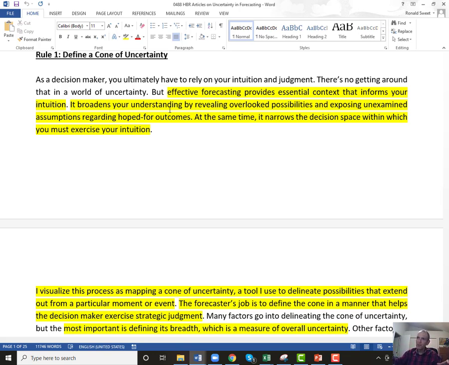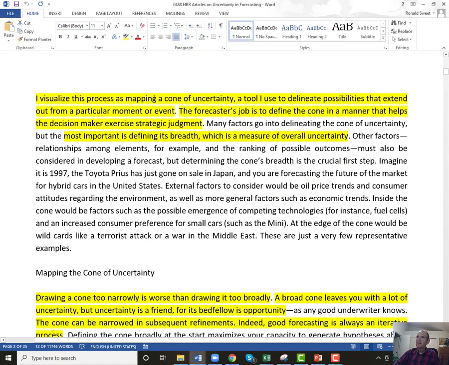So forecasting the distributions built my intuition that I don't need to 100% hedge these three entities. I can let them somewhat hedge each other and play off a little bit. If I overhedge one of the entities, I may be making us riskier, because that entity may be hedging another one. So it's revealing those overlooked possibilities. It narrows the decision space. That can help you. I visualize this process as mapping the cone of uncertainty. What are those possibilities? The forecaster's job is to find that.